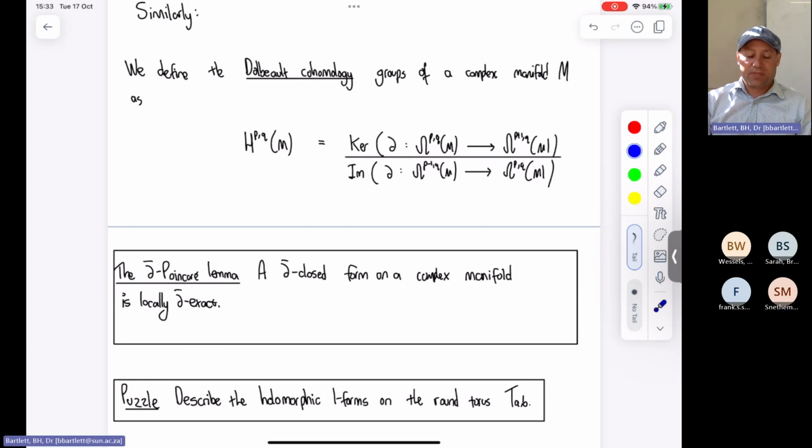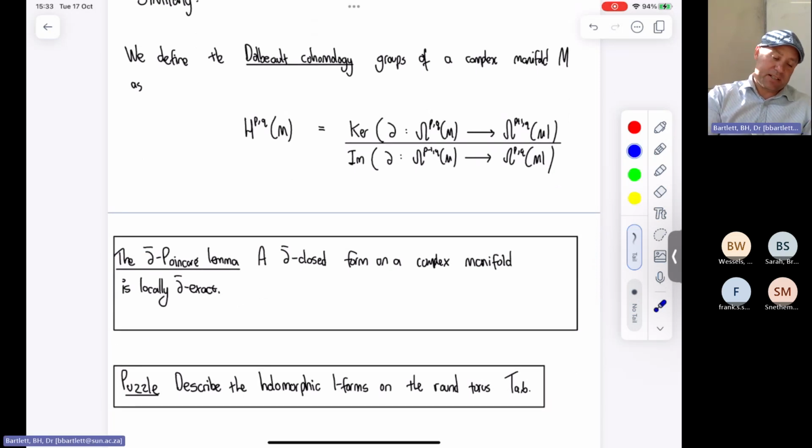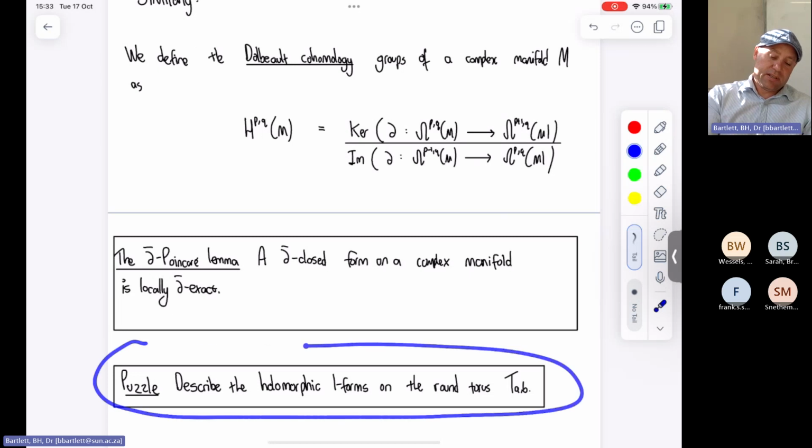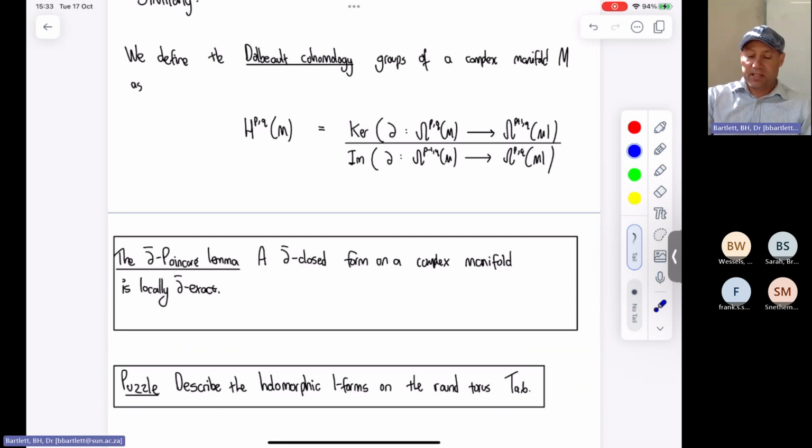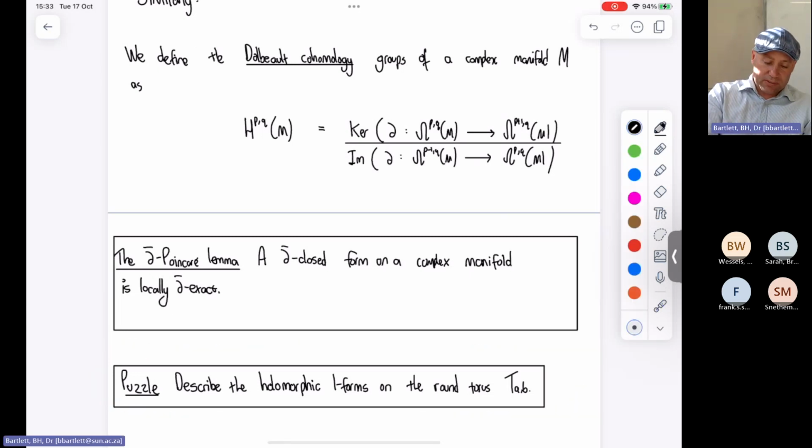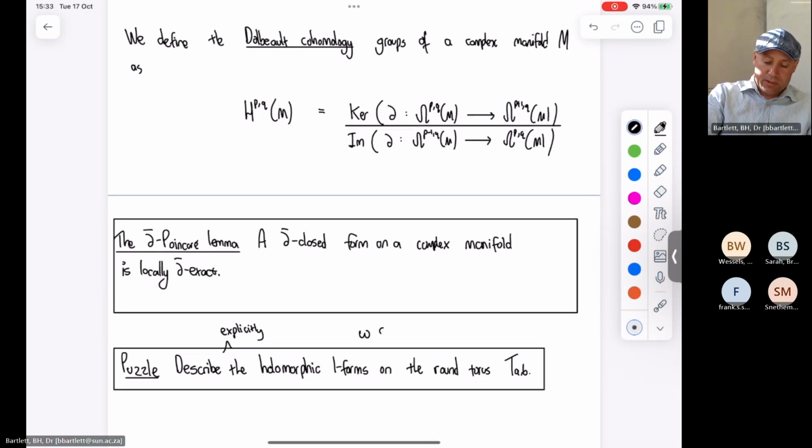Okay. Here's another nice puzzle for you to think about. I don't know the answer to this, but describe explicitly the holomorphic one forms on the round torus. So a holomorphic one form would be a one form of type (1,0), which is holomorphic, meaning that when I apply del bar to it, I get 0.